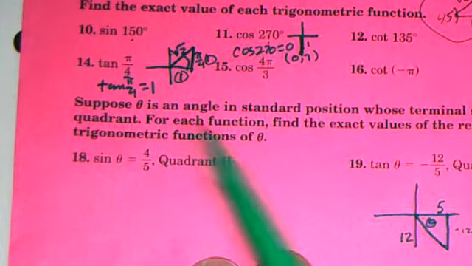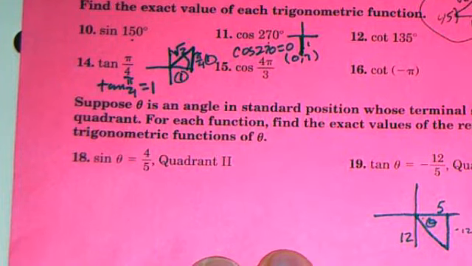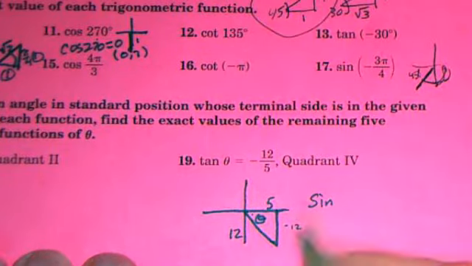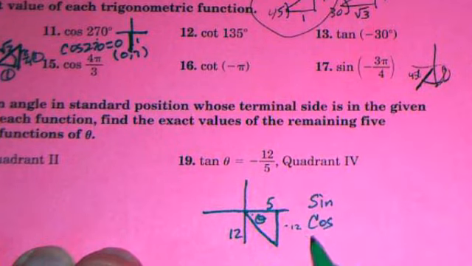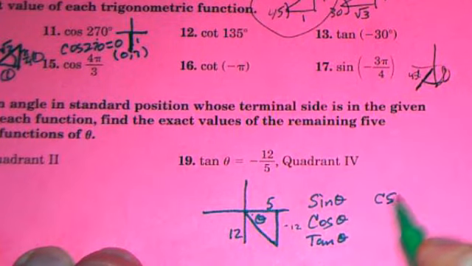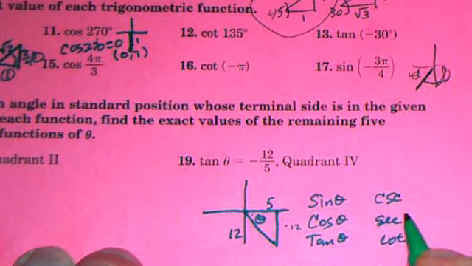And let's see, what do they want us to do here? Find the exact values of the remaining 5 functions. So we need to find, might as well do all of these. Sine, let me move this over. We need to find sine, cosine, and tangent. We already have tangent. And cosecant, secant, and cotangent of the angle.